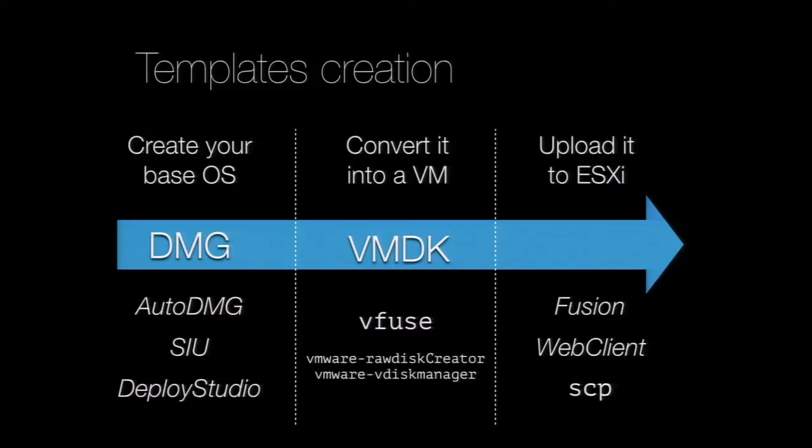When you have your VMDK, you upload it to your ESXi server with VMware Fusion, with a client to administrate your ESXi server, with the web client of ESXi, which is available only if you have a vSphere paid license, or via SCP. You can access your ESXi server via SSH, so you can transfer your template this way.